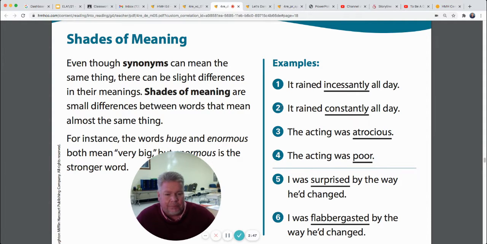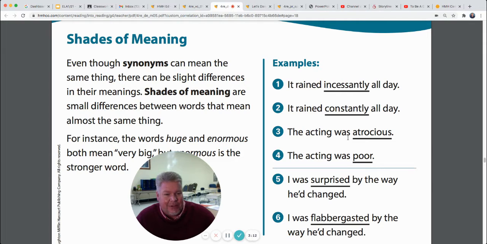Number one, it rained incessantly all day, or it rained constantly all day. Incessantly and constantly means it never quit. It never stopped raining all day. Which one do you think is the stronger word? Incessantly. Yeah, it's usually the one we use less often. It rained incessantly all day. Never quit.